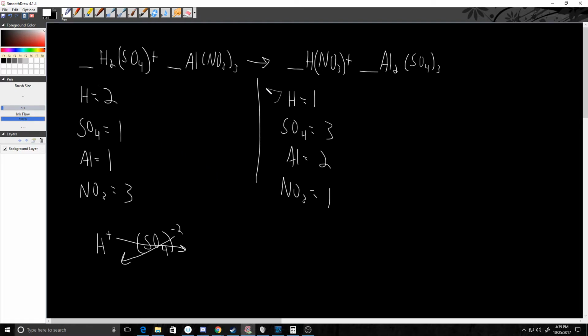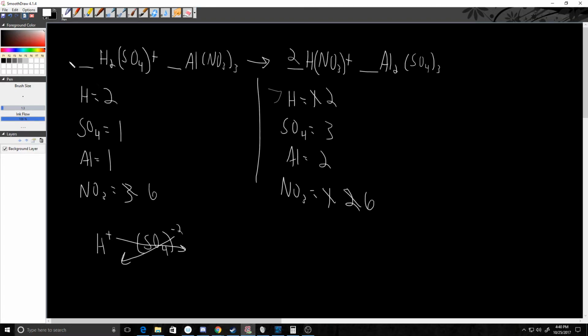Let's just start with hydrogen here. I've got 2 hydrogens here, 1 hydrogen here. So if I put a 2 here, that changes my hydrogens to 2. That changes my NO3s to 2. But now I have a little bit of a problem here. I've got 3 NO3s here, 2 NO3s here. So rather than trying to get 2 to 3, let's just go least common multiple for these two. Let's try to get both of these to 6.